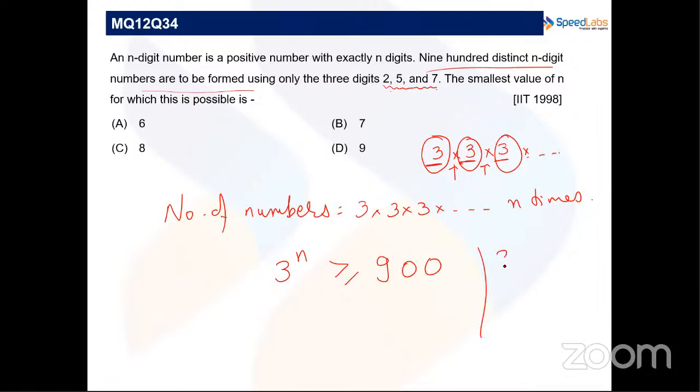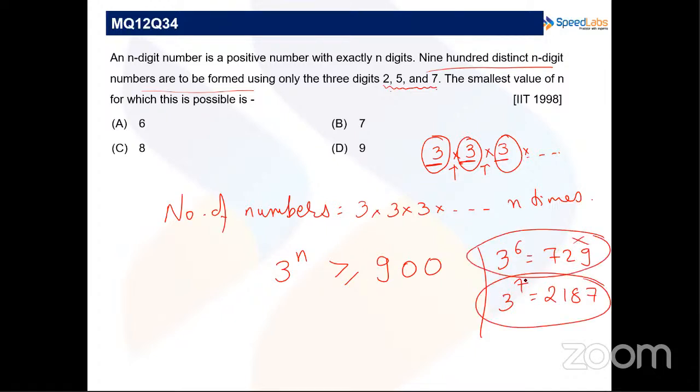We know that 3 to the power 6 is 729. 3 to the power 7 is 2187. So we need more than this, so 6 is not our answer. Our answer is n equals 7. That is option B. So your option is correct.